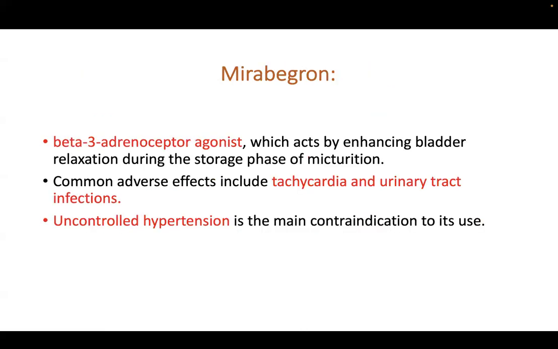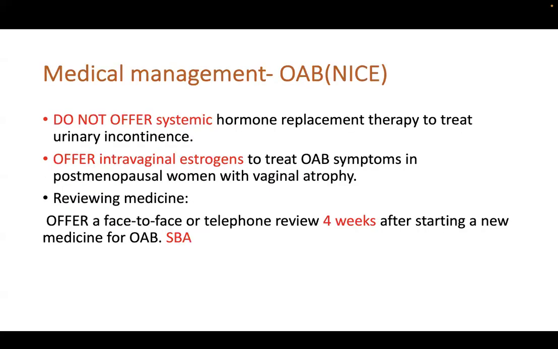The next medication is mirabegron. According to NICE, it is actually second line. However, clinically we actually use it as first line. That is a beta-3 adrenoceptor agonist. So we have to learn whatever the guideline says. Other than the guideline, we cannot say anything. Mirabegron, as a beta-3 agonist, causes relaxation of the bladder muscle. The common adverse effects are tachycardia and urinary tract infection, and uncontrolled hypertension is the main contraindication.